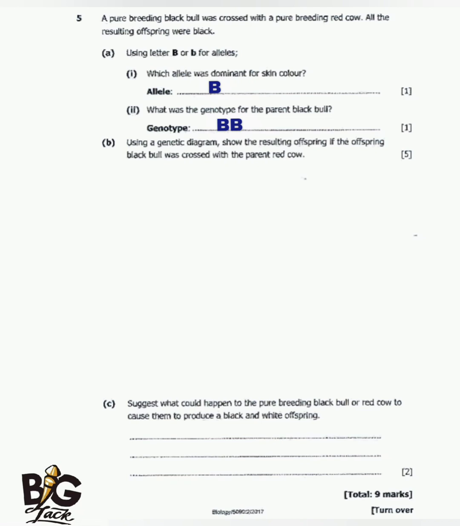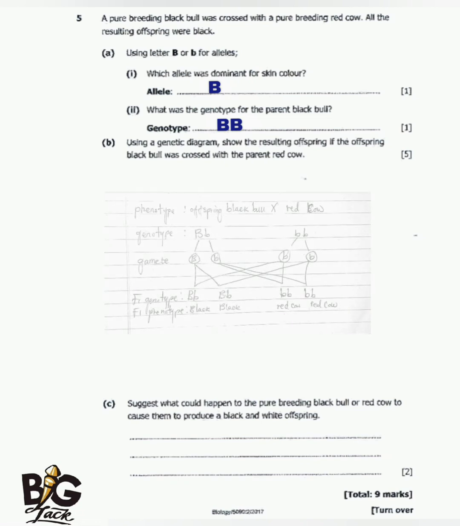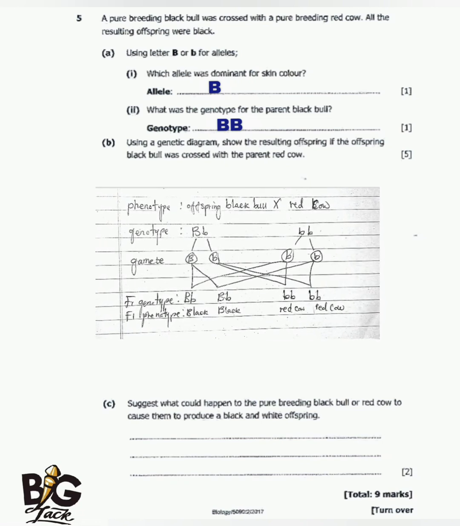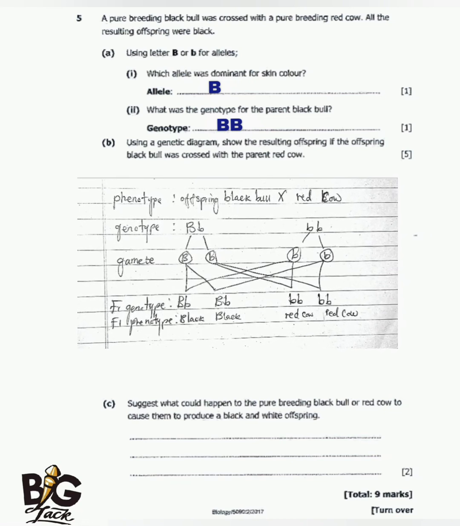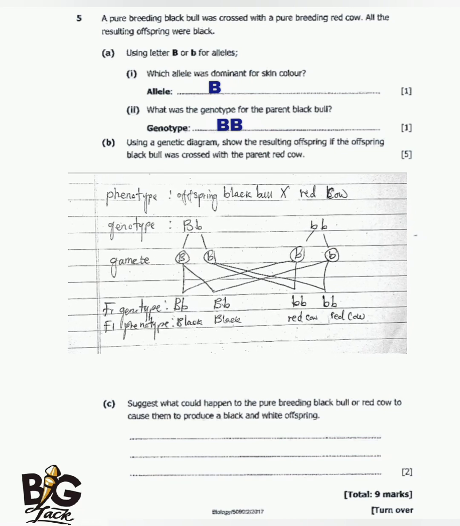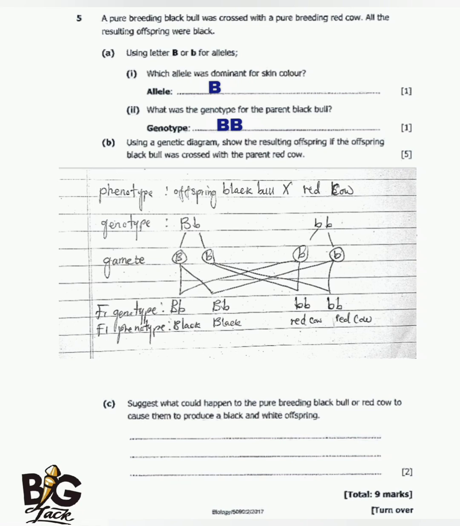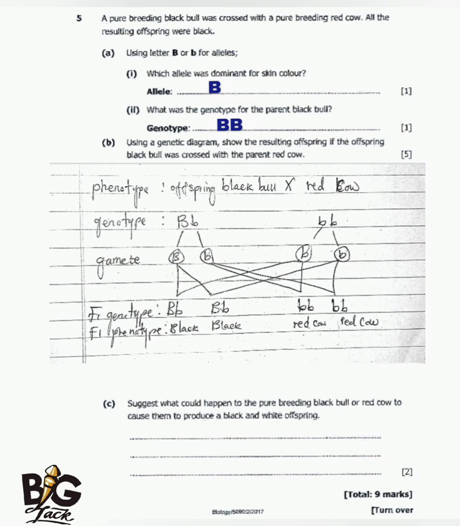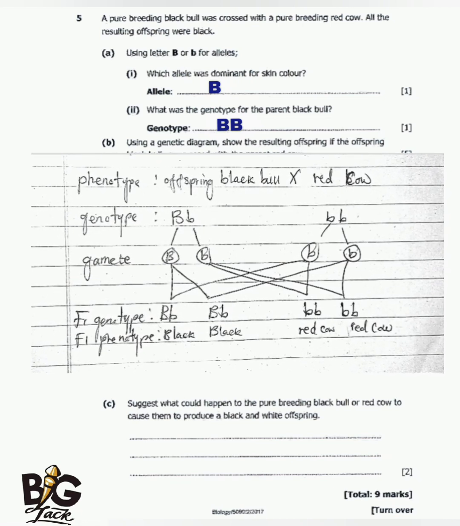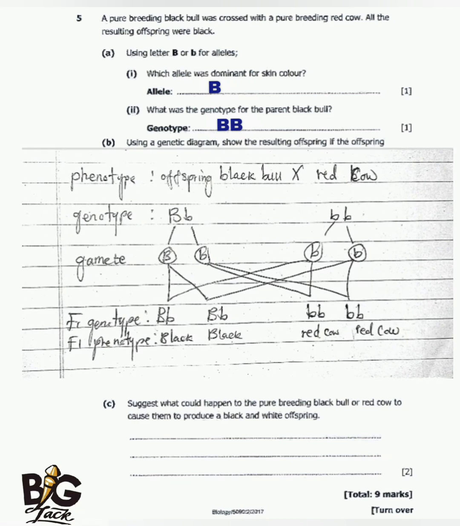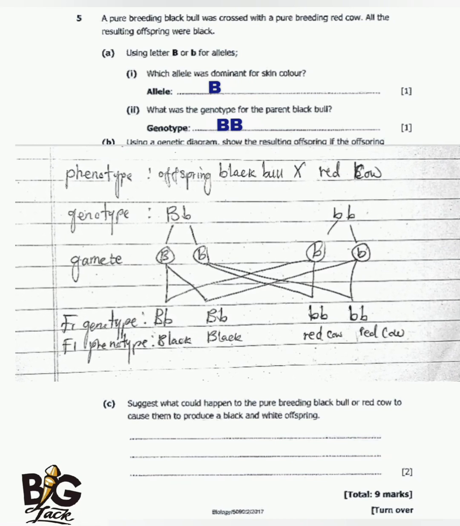So we are going to have the phenotype. The phenotype is going to be the offspring black bull crossed with the red cow. As a result, for the genotype of the offspring black bull, we are going to have capital letter B and small letter b. Then as for the red cow, since we know that the red cow was homozygous recessive, it is small letter b and small letter b.